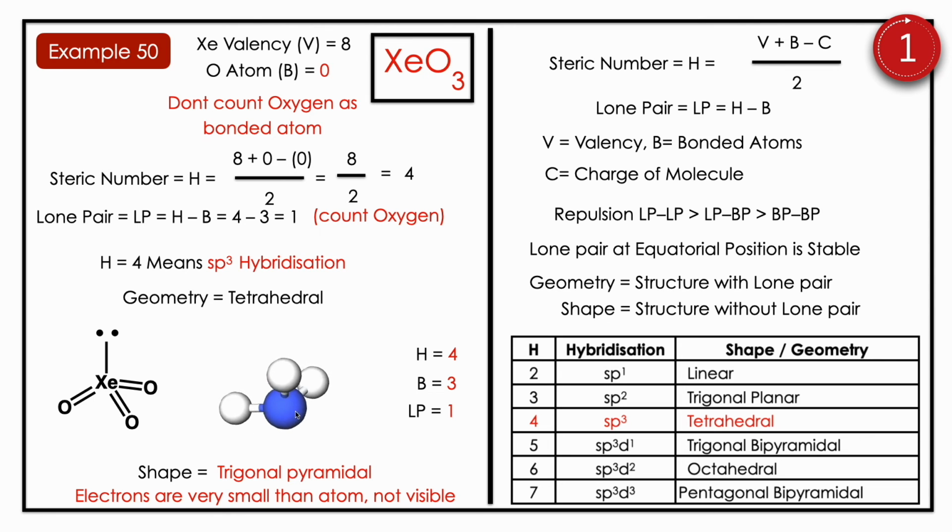So geometry is tetrahedral, but you have one lone pair. The lone pair can be anywhere. Lone pair is not visible. So XeO3 will be like trigonal pyramidal. Oxygen will be on the bottom. Xenon will be the top of the pyramid. So it will be like trigonal pyramidal.